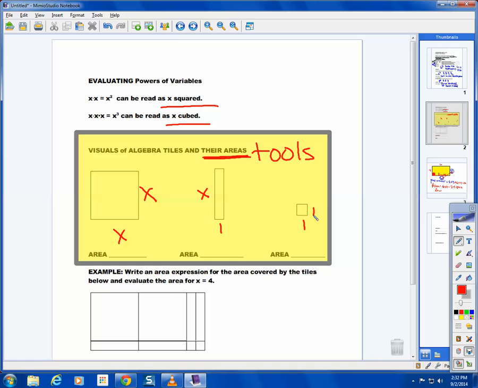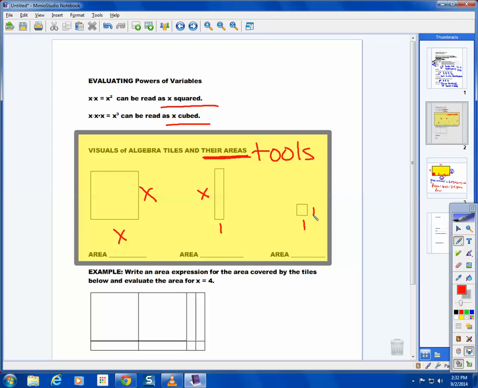Now, down below we've got some areas written for each one of these shapes, because we're going to start taking these shapes, putting them together, and talking about expressions for the area of the shape that is formed. You'll understand what that means in the next example. But let's come up with an idea of areas for these.